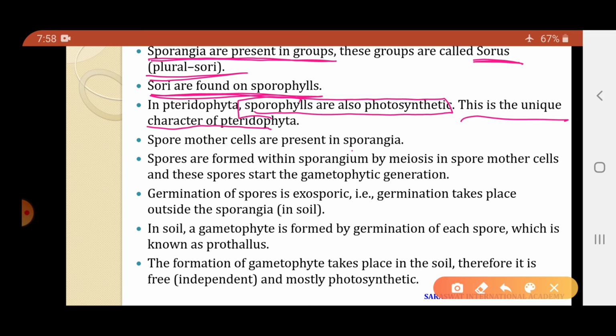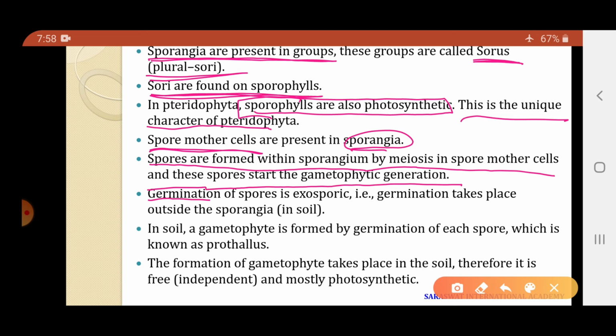Now this sporangia, it consists of the spore mother cells. Now spores are formed within the sporangium by meiosis in the spore mother cells, and this spore starts the gametophytic generation. So sporangia consist of spore mother cells. These spore mother cells divide by meiosis and form the spores, and these spores when germinate, it starts the gametophytic generation. Germination of spores is exosporic. Exosporic यानी कहाँ पे? It takes place outside the sporangia, that is it takes place in the soil.